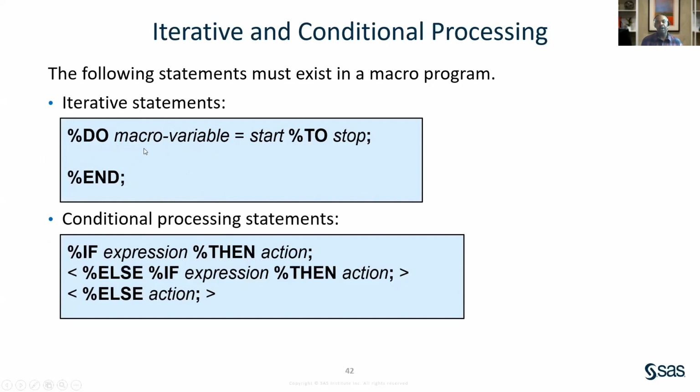Or maybe do a proc print against a list of tables in the library, do proc univariate against a list of tables in the library. Doing something repetitively. Check out the syntax. %DO, checking a macro variable equals some start value. You have to type %TO, some stop value.